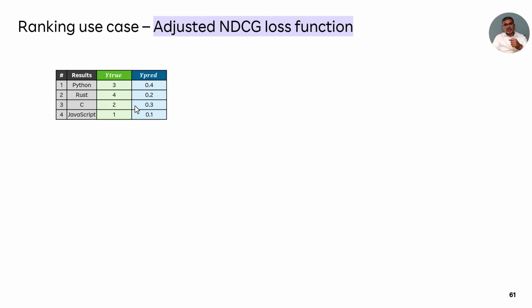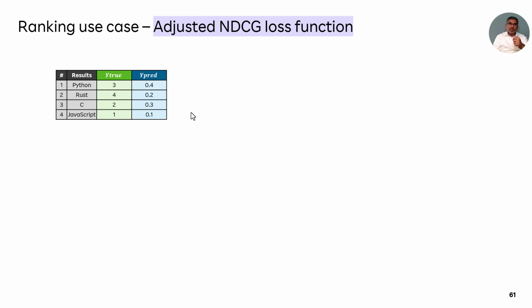But notice that in this example, the ground truth value numbers are also not sorted. So Python is ranked at 3, Rust is ranked at 4, C is ranked at 2, and JavaScript is at 1. See, this is not in a sorted order. And if you remember, the NDCG algorithm actually requires that the list be first sorted in order of relevance. Highest relevant item at the top and the lowest one at the bottom. But let's say we have an array like this in the ground truth value, and the prediction is this.